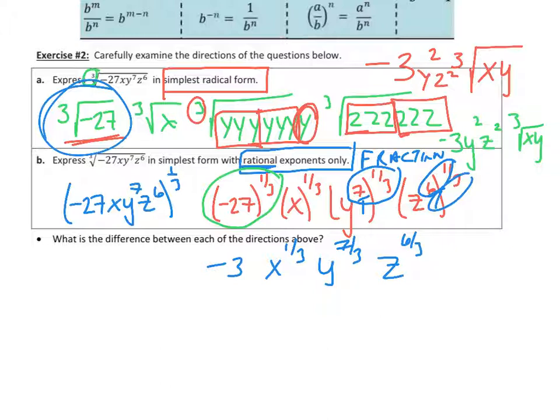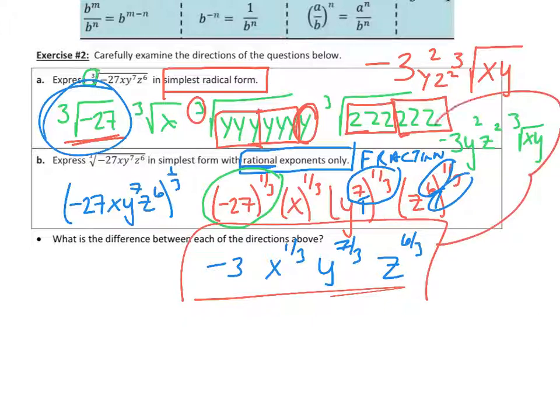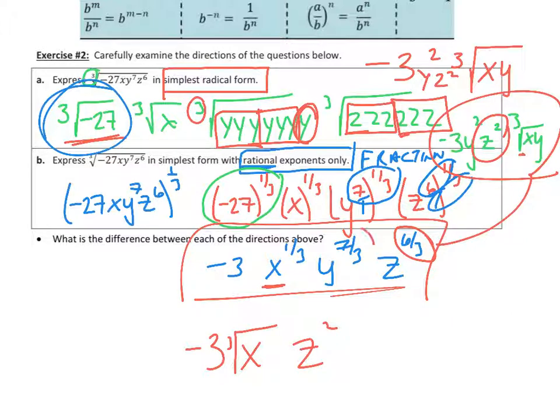Now, I know I'm supposed to get the same answer because it was the same question. Right now, this answer and this answer are not looking the exact same. I have the negative 3's. I have the x to the 1/3 is the cubed root of x. Right here, 6 divided by 3 becomes 2, so there's my z squared. Okay, so I have x to the 1/3, which is the cubed root of x. I have z squared. Now, what about this guy?